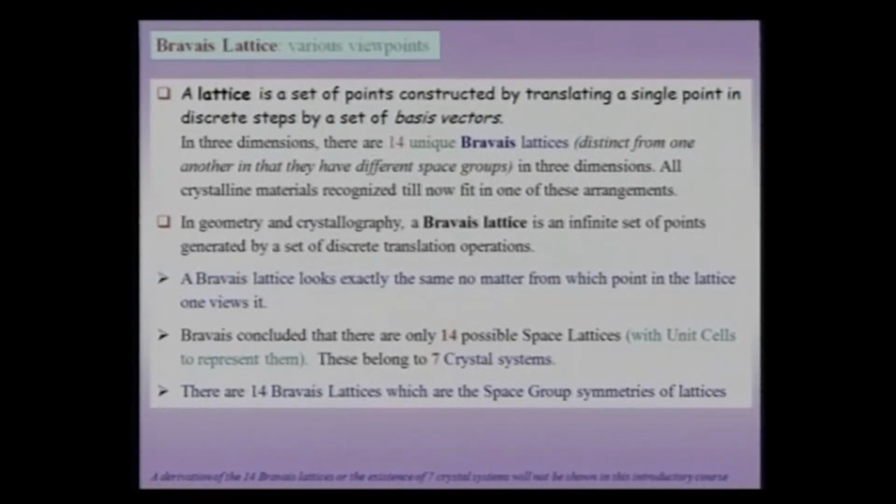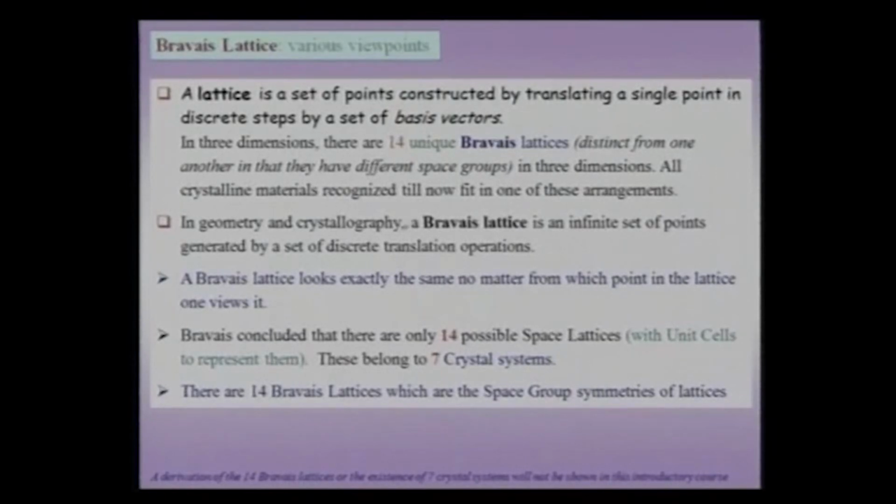As usual, a lattice is a set of points constructed by translating a single point in discrete steps by a set of basis vectors. So there are 3 basis vectors in 3 dimensions, and we land up with 14 unique Bravais lattices. Distinct from each other, they have different space groups. We have not considered this concept of space groups in detail, but in this slide we try to have a broad overview, even though some of the concepts are beyond this elementary course. All crystalline materials recognized till now fit in one of these arrangements made by these 14 Bravais lattices.